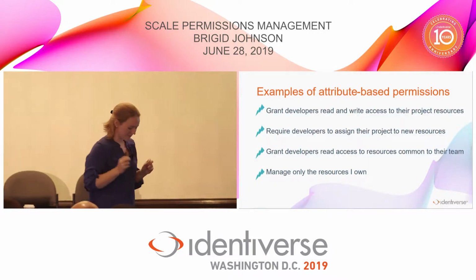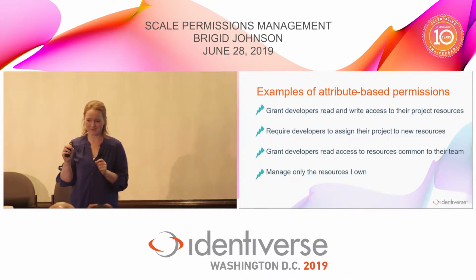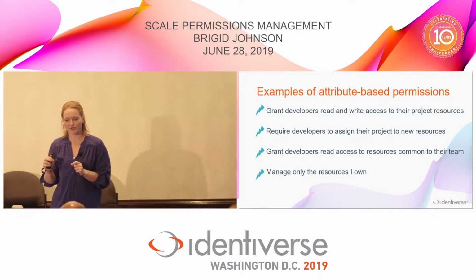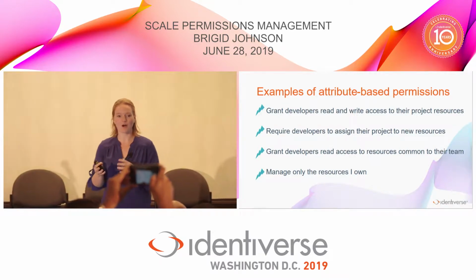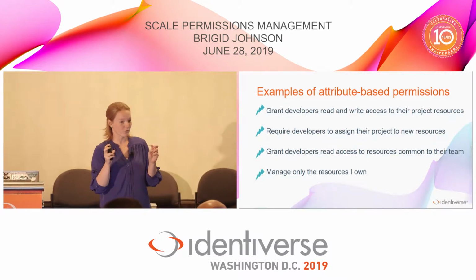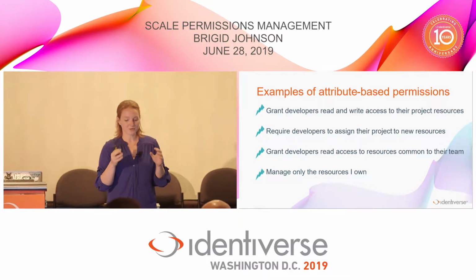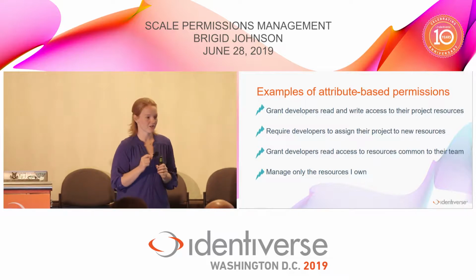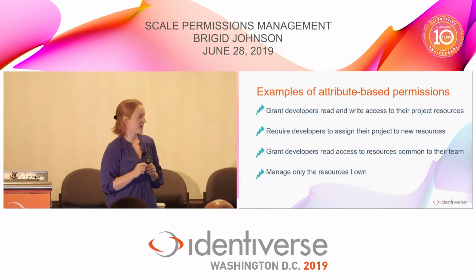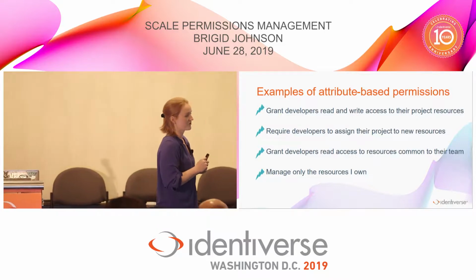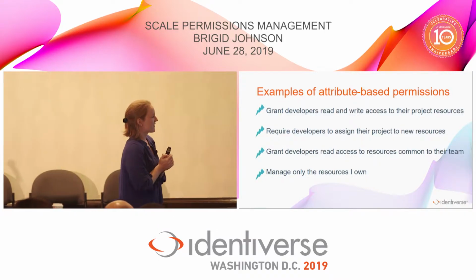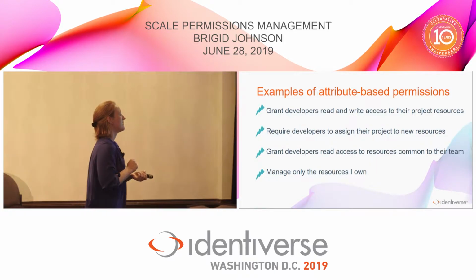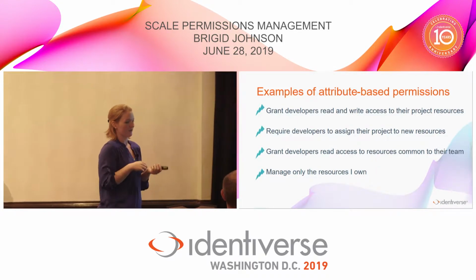I'm going to read off the slide. I rarely read off the slide, but I'm going to read these sentences. I'm going to emphasize a certain word in each one, and this is to really drive my point home. So these are examples of how you can set up your general permission rules using ABAC. Grant developers read and write access to their project resources. Require developers to assign their project to new resources. Grant developers read access to resources common to their team. Manage only the resources I own.